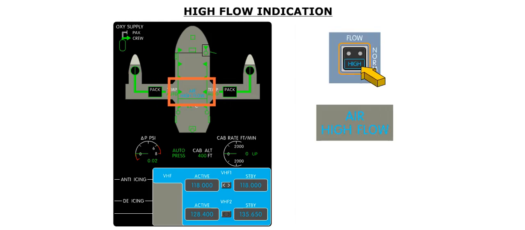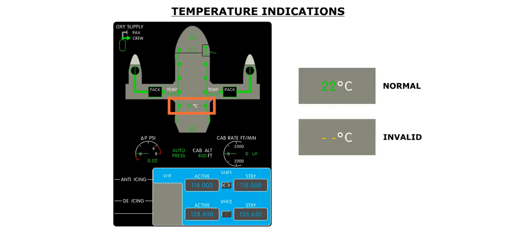If the flow push button is pressed in, the packs will be delivering high flow. This is indicated by a cyan air high flow label in between the two packs. The temperature of the air measured downstream of the packs is indicated in numerical format. The temperature is normally displayed in green. Amber dashes indicate that the sensor is reporting an invalid value.